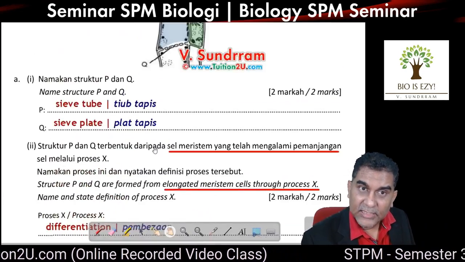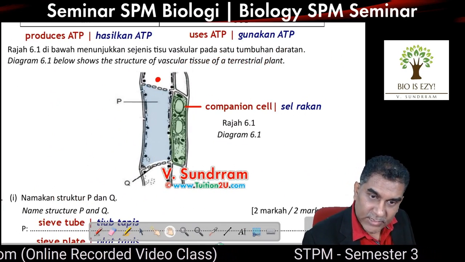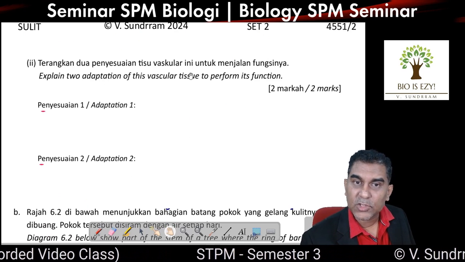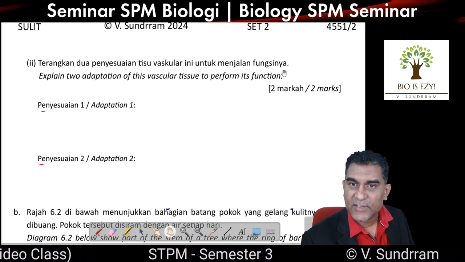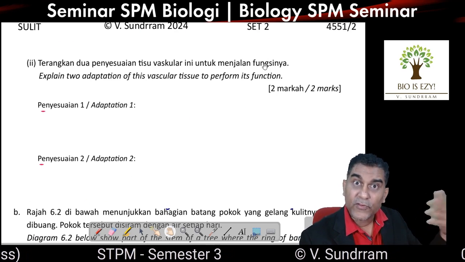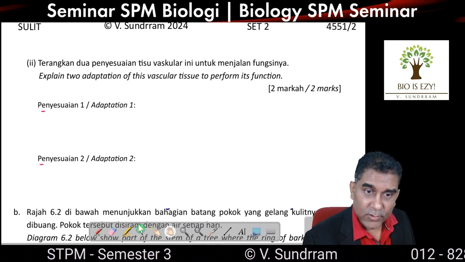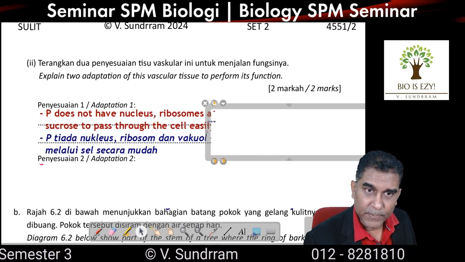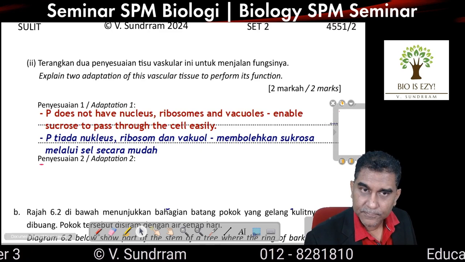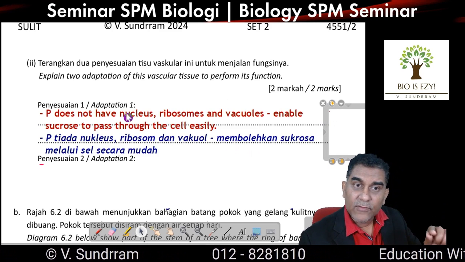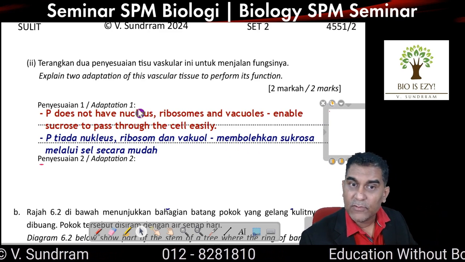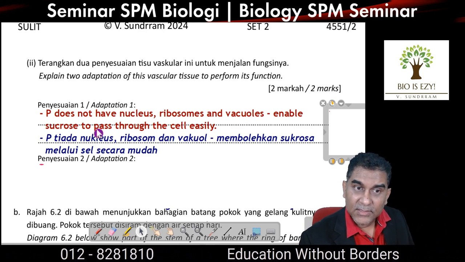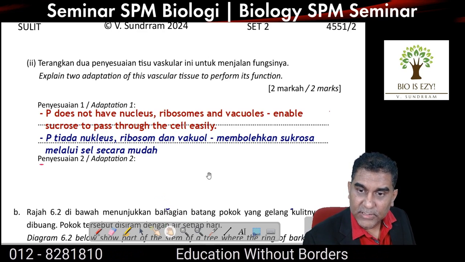Tadi saya dah terangkan penyesuaian. So that's the next question. So, explain two adaptations of vascular tissue to perform its function. Adaptation of phloem to perform its function. I've already given you all three adaptations. This is the first one. Ini yang pertama. Sieve tube does not have nucleus, ribosome and vacuole. That's the fact. Fakta, tak ada nucleus, tak ada ribosom, tak ada vacuole.